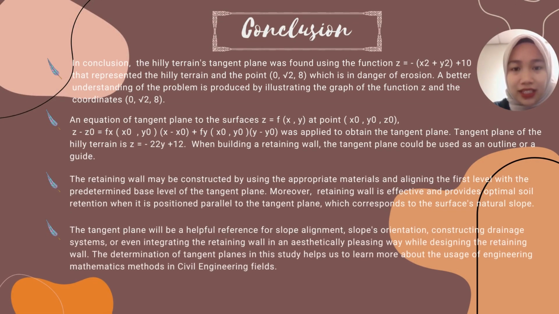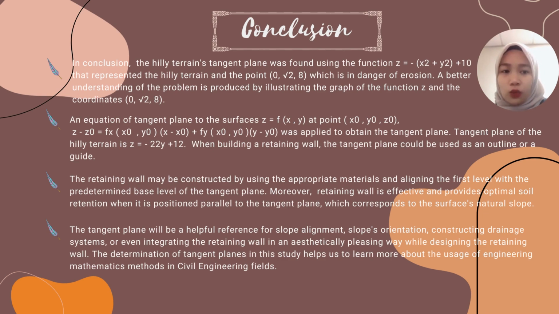So in conclusion, the hilly terrain tangent plane was found using the function z equals minus x squared plus y squared plus 10, which represents the hilly terrain at the point (0, 2, 8), which is in danger of erosion. A better understanding of the problem is produced by illustrating the graph of the function z and the coordinates (0, 2, 8). The equation of the tangent plane to the surface z equals f(x, y) at point (x0, y0, z0), where z minus z0 equals fx(x0, y0) times (x minus x0) plus fy(x0, y0) times (y minus y0), was applied to obtain the tangent plane. The tangent plane of the hilly terrain is z equals minus 2 square root 2 y plus 12.